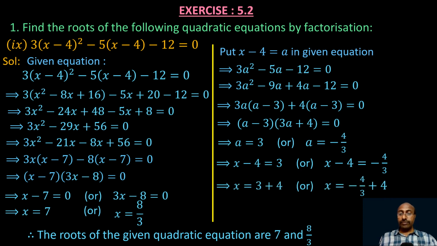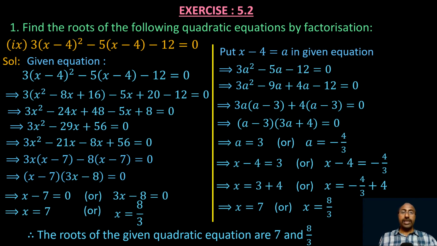Now x equal to 3 plus 4 or x equal to minus 4 by 3 plus 4. That is x equal to 7 or x equal to, minus 4 plus 12 is 8, so 8 by 3. So the roots of the given equation are 7 or 8 by 3. In this way, we can solve the given equation in two methods.